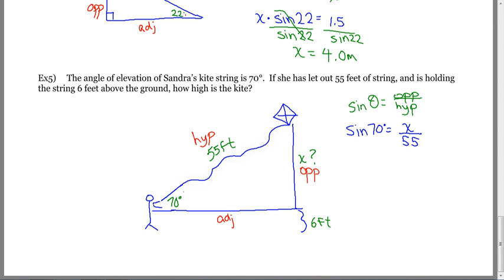Alright, now we're going to cross multiply again. Underneath sine 70 is an invisible 1. Good practice to write that in. Cross multiply. 1 times x is x. And we type in 55 times sine 70 in our calculator. That will give us our height of 51.7.